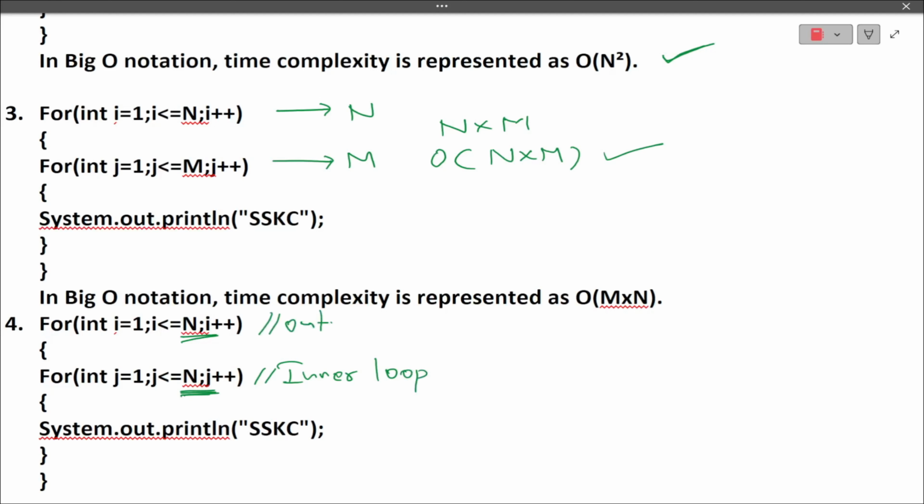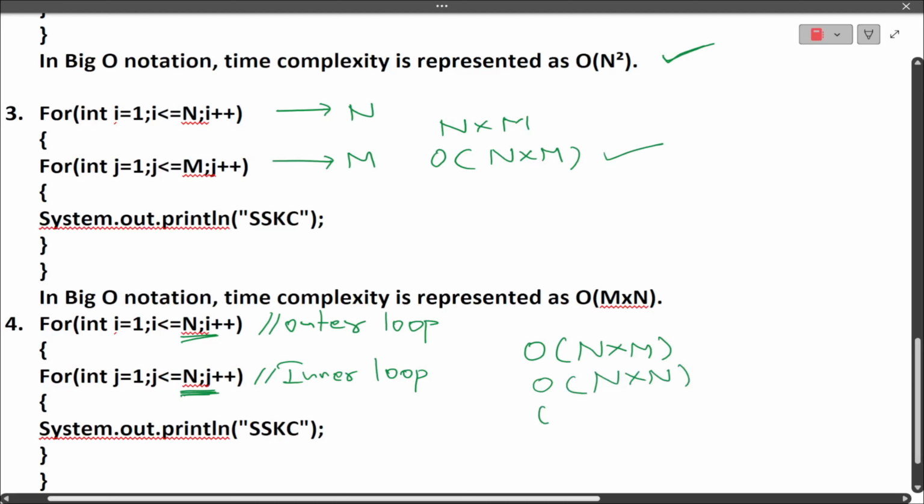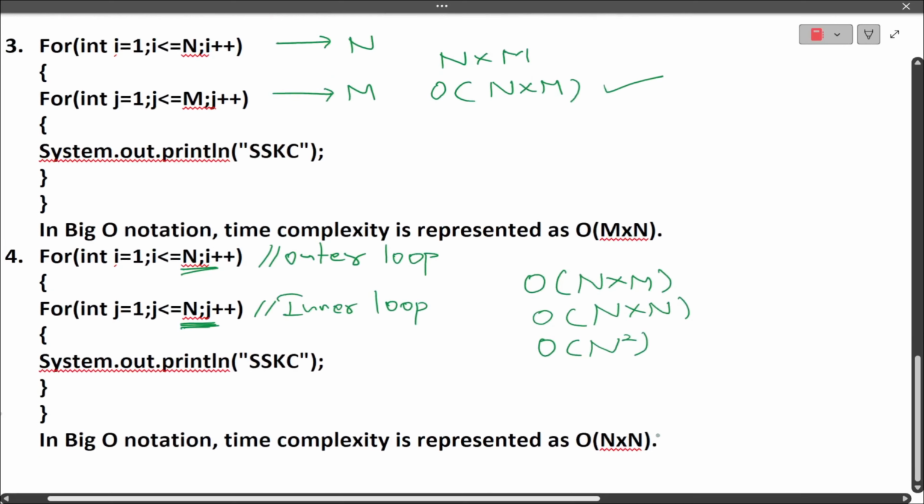This is my outer loop. And what is my time complexity? Easy. There it was omega n into m. Here m is replaced with n, then n into n. Then the answer is omega n square. Very simple, right? See, n into n, or you can also keep n square, your wish.